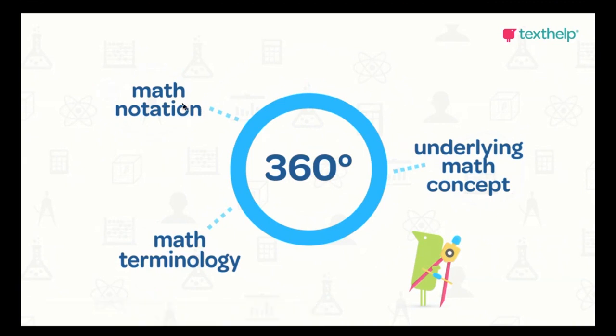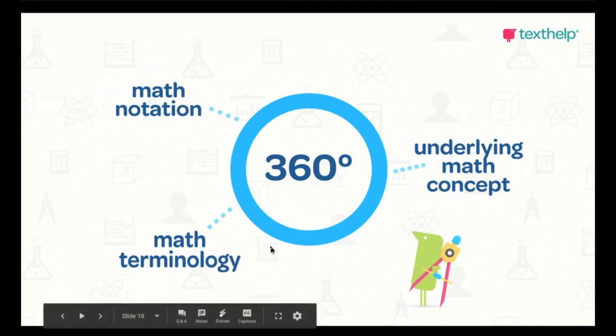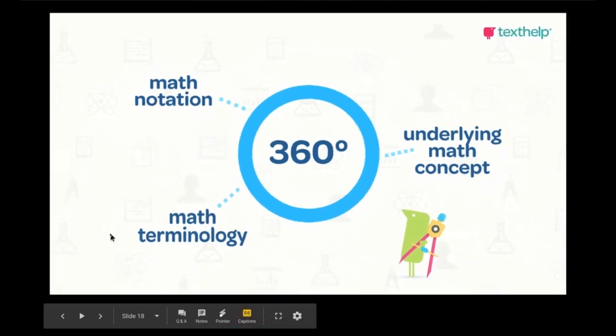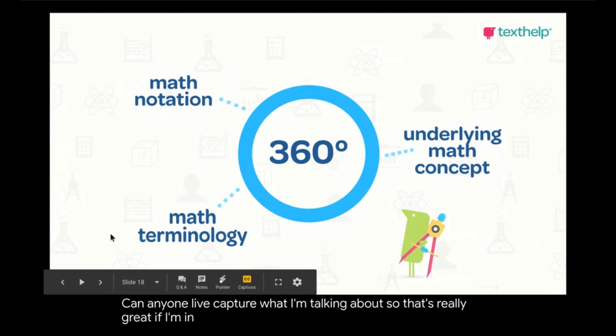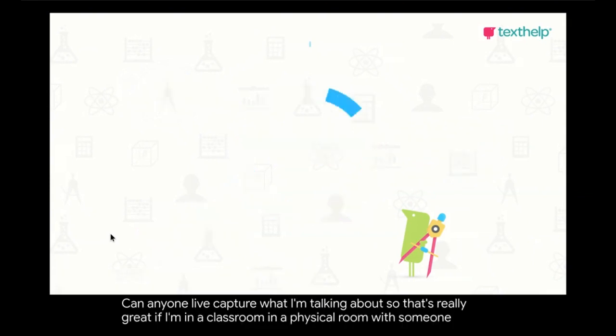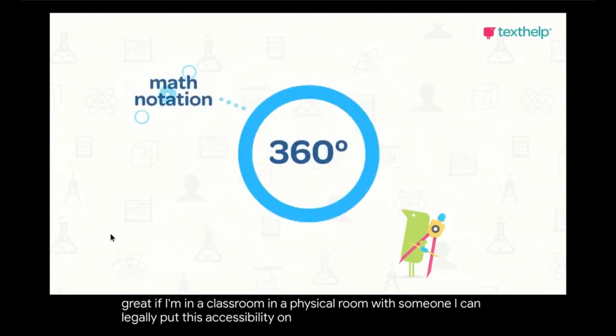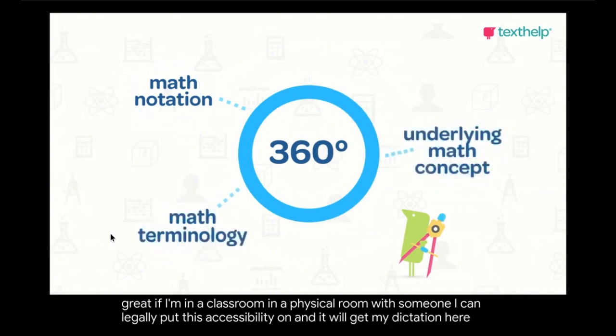So for example, right now I'm on a Google Slides presentation, and there's a really cool thing here for the closed captions. I could turn this on and it will live capture what I'm talking about. And so that's really great. If I'm in a physical classroom with someone, I can literally put this accessibility on and it'll get my dictation here and record that for them.